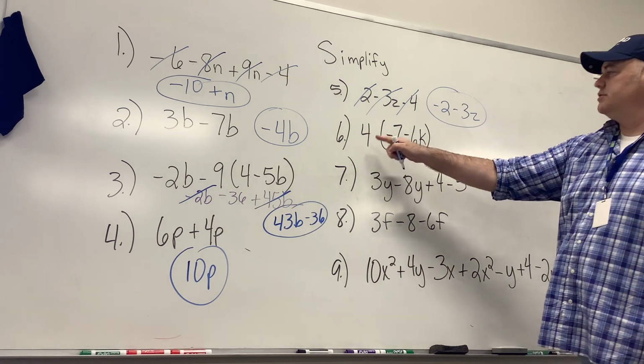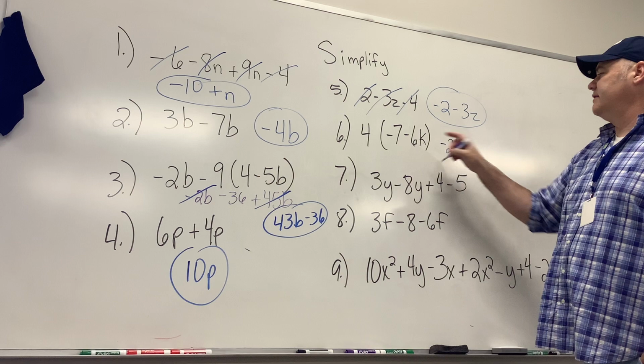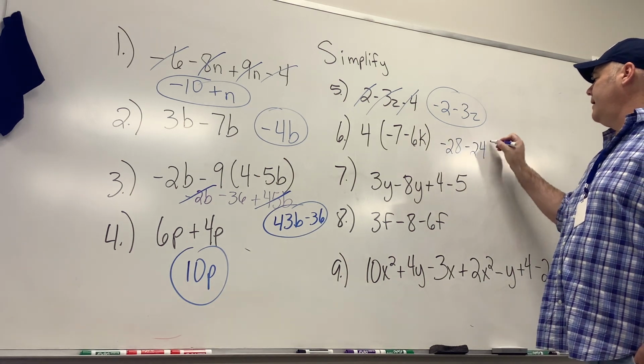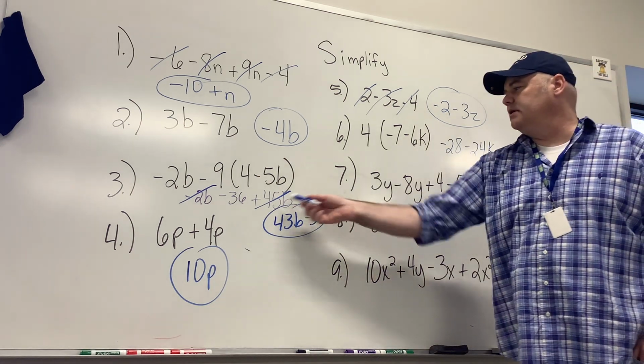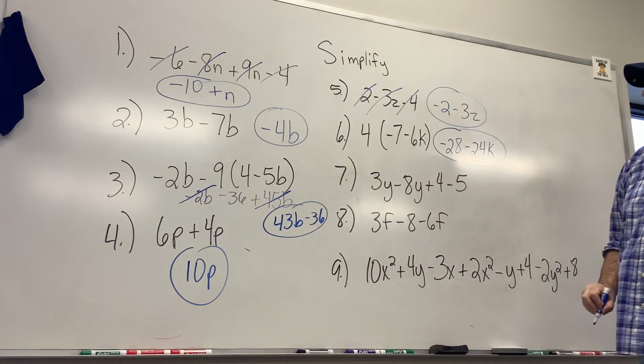Here's another distribution. 4 times -7 is -28. 4 times -6k is -24k. Now, as opposed to this one, there's nothing to combine here. So you're done.